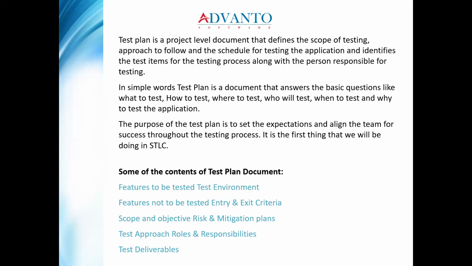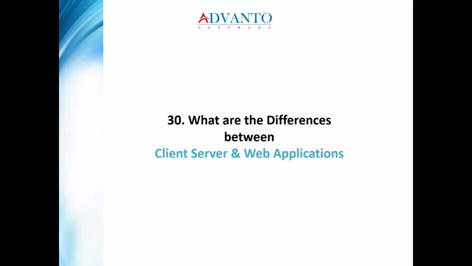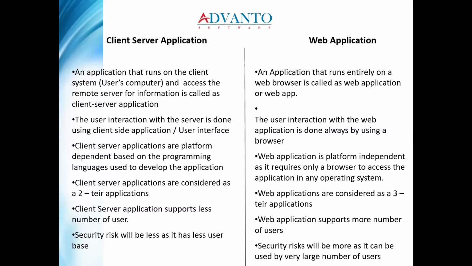Some of the contents of test plan document are as follows. Features to be tested, test environment, features not to be tested, entry and exit criteria, scope and objective, risk and mitigation plans, test approach, roles and responsibilities. Next, test deliverables. Next question, what are the differences between client server and web applications?